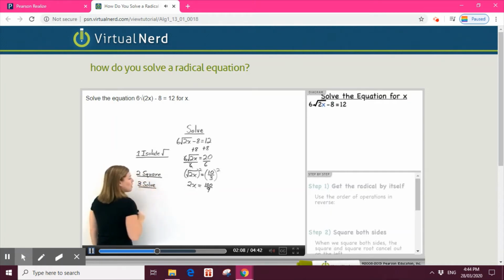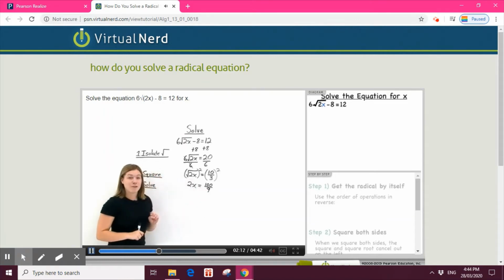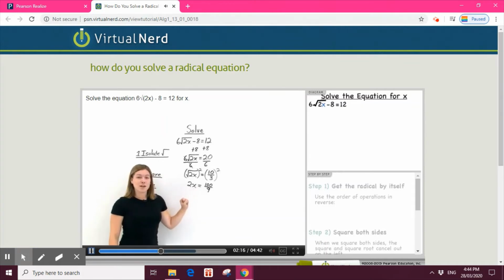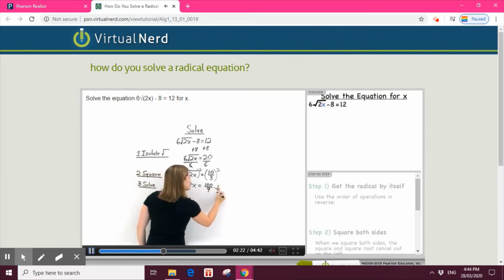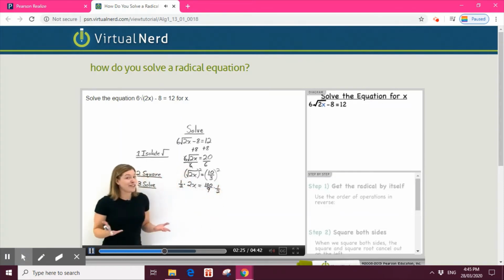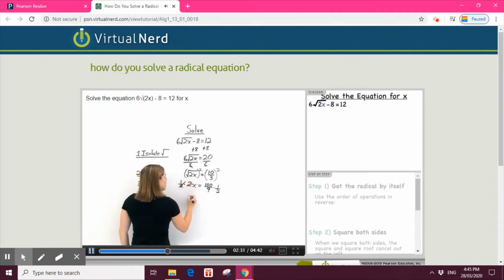So in step number 3, we need to divide both sides by 2 in order to get x by itself. But look at this right-hand side. We have a fraction. So instead of dividing by 2, let's multiply both sides by 1/2, since dividing by 2 and multiplying by 1/2 are the same thing. Now when we do this, 1/2 times 2 becomes 1, so we just get x on the left.